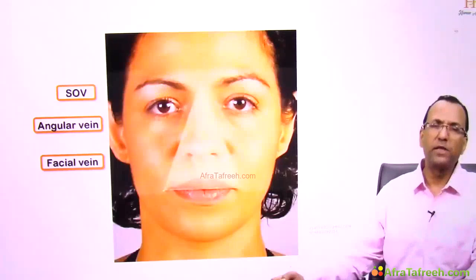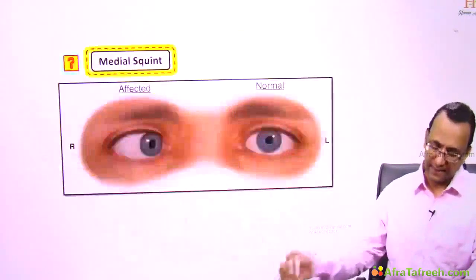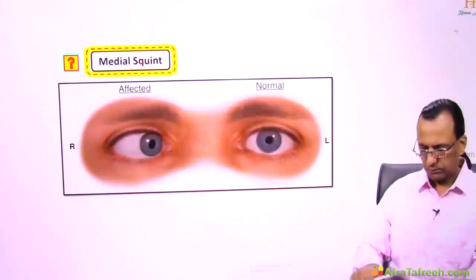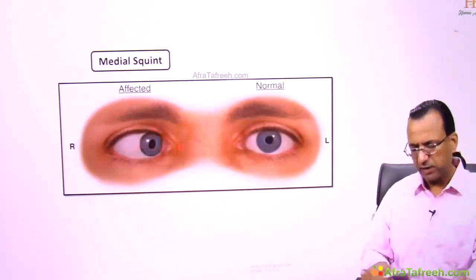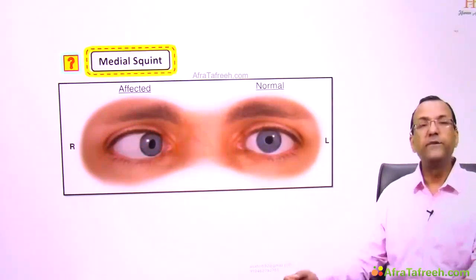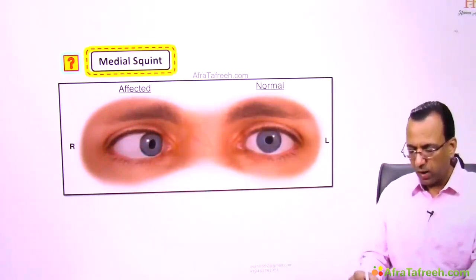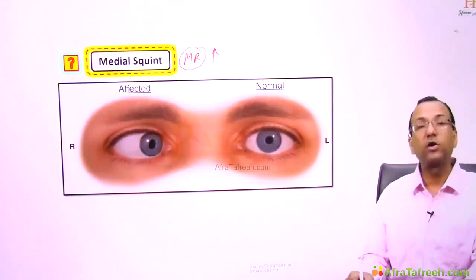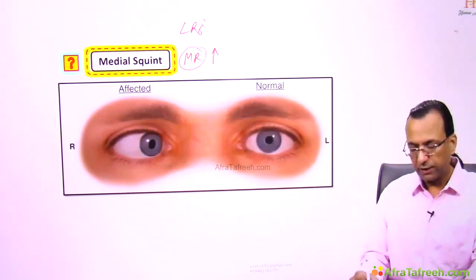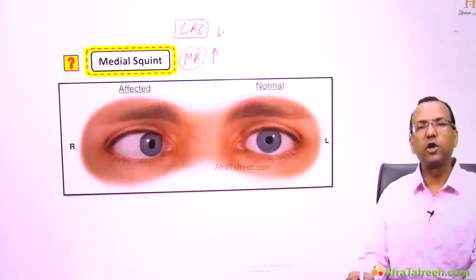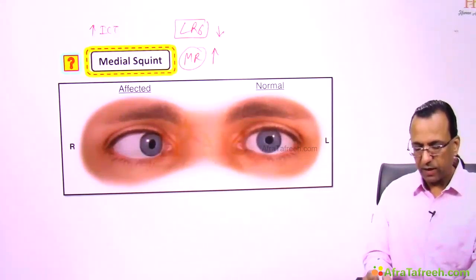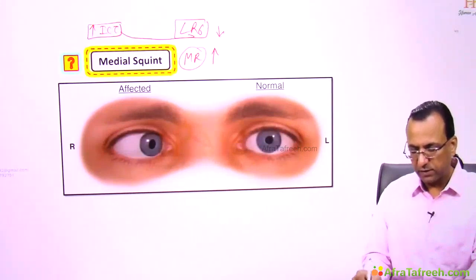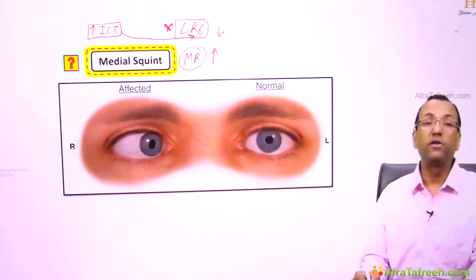So what will happen when there is a cavernous sinus thrombosis? Raised intracranial tension and medial squint. Why would there be medial squint and raised intracranial tension? Why is this eye going to the medial side? Because the medial rectus is more powerful. But why is the medial rectus more powerful? Because the lateral rectus is compromised. Why is the lateral rectus compromised? Because there was raised intracranial tension. And the earliest nerve to get involved is the sixth nerve. The earliest muscle to paralyze is the lateral rectus.